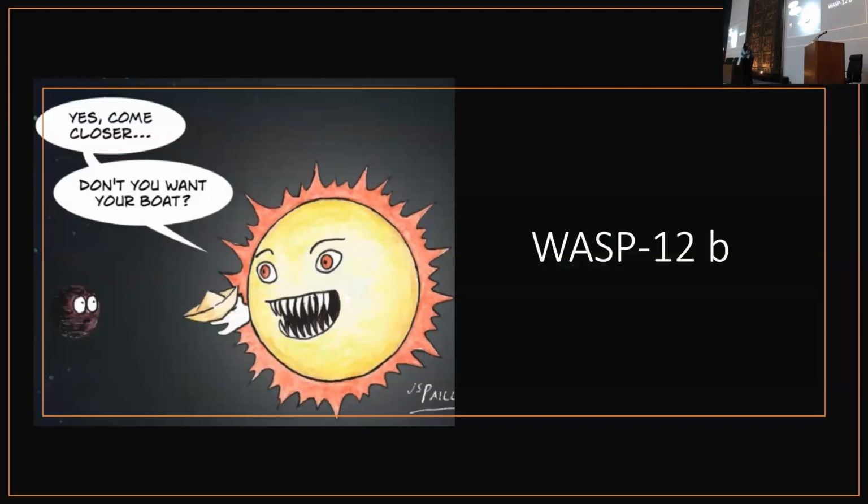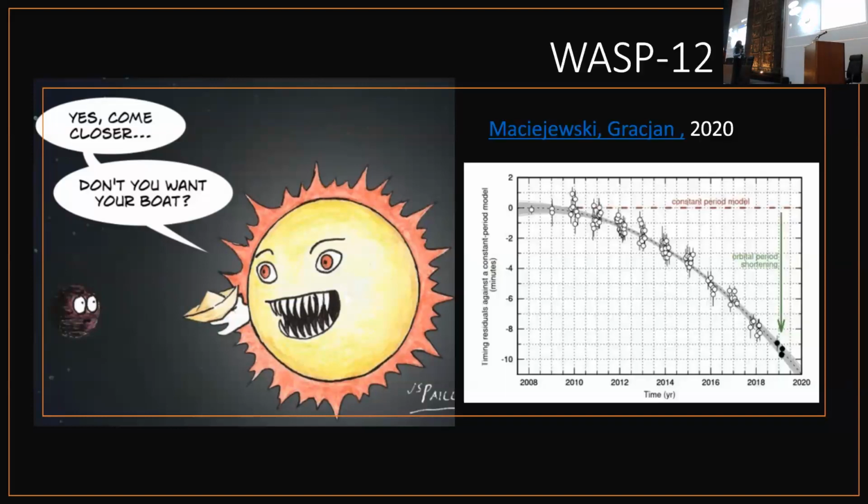One of the best examples was WASP-12b. In 2020, this exoplanet was confirmed to be experiencing an orbital decay. Here you can see the decay experienced in its orbit over the period of time.